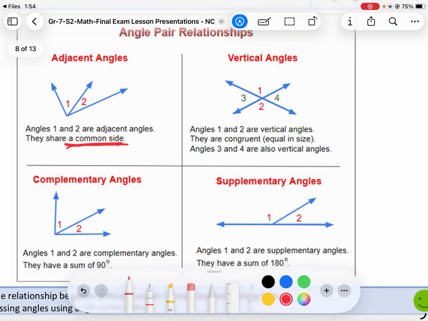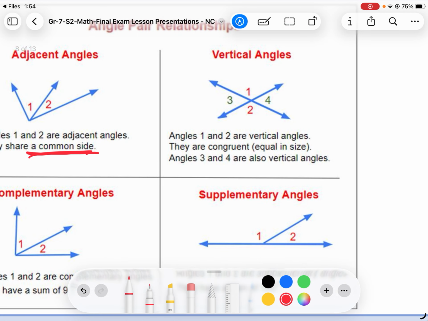So vertical angles, on the other hand, they are opposite to each other. At the same time, they are congruent. What does the word congruent mean? It means they have the same measure. They are equal in size. Okay? So, for example, I have angle 1 and angle 2. They are congruent. Usually, vertical angles are in the shape of an X.